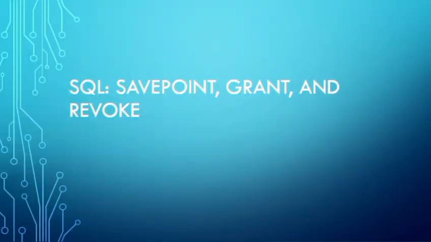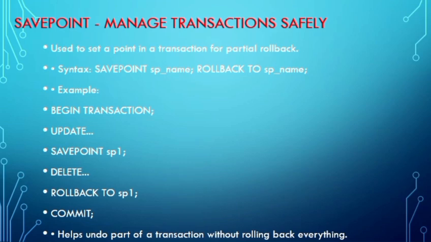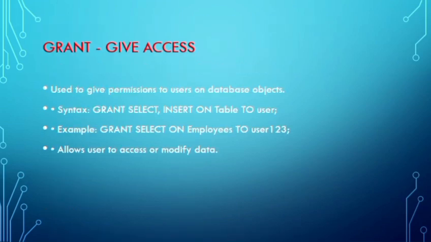And in this session, we'll see what is the SAVEPOINT, grant, and revoke. The SAVEPOINT manages the transaction safely. SAVEPOINT is used to set a point in a transaction for partial rollback. It helps to undo part of a transaction without rolling back everything. The SAVEPOINT helps to set a point within a transaction that you can roll back to without affecting the entire transaction.